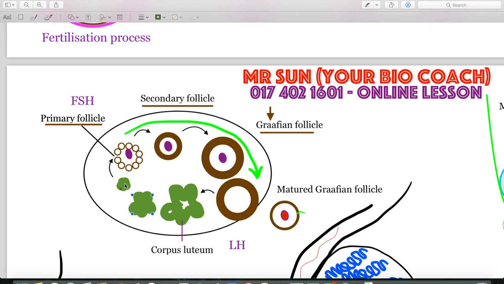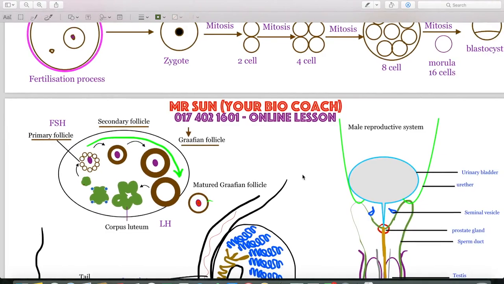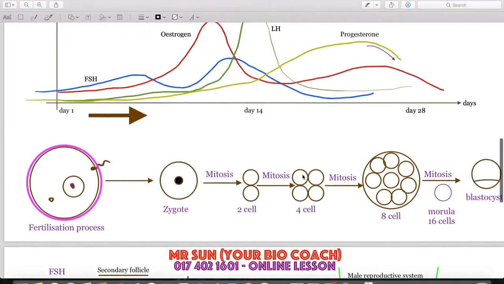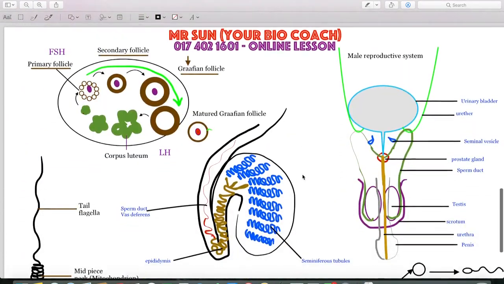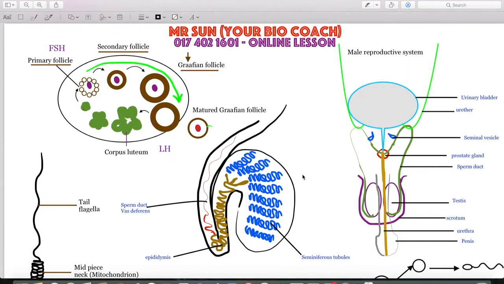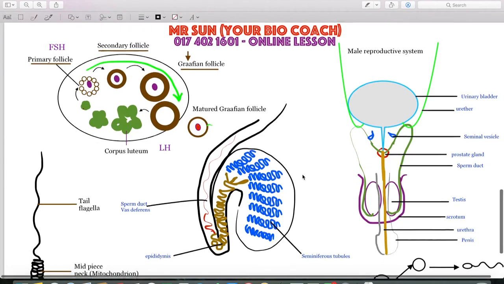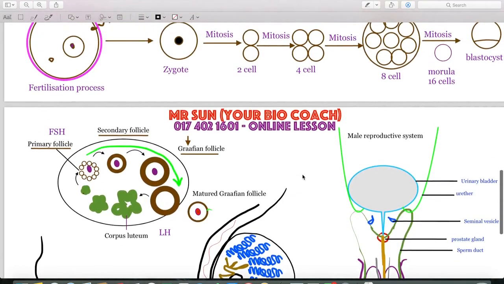So after that, you get day one, the corpus luteum is gone, and it will become follicle cells again, and the cycle continues. This is what you call the follicle development. Make sure you guys know this. Now that's about the female reproductive system. We will come back to the female reproductive system in terms of pregnancy. I will cover pregnancy in another video after this. Now we will cover the male reproductive system.